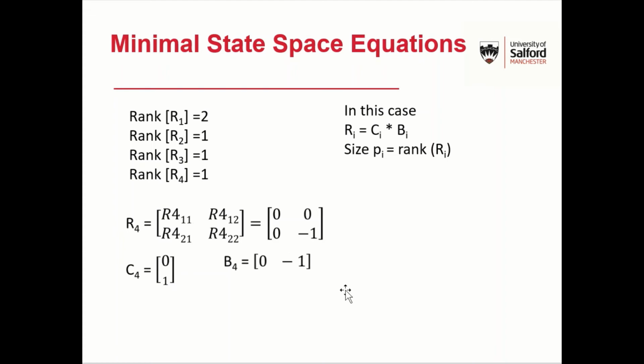I can do the same thing for R4. R4 is rank 1, so it's going to be a 2 by 1 by 1 by 2. And then this times this has got to equal to this, so I've chosen that and that. That times that gives me this.